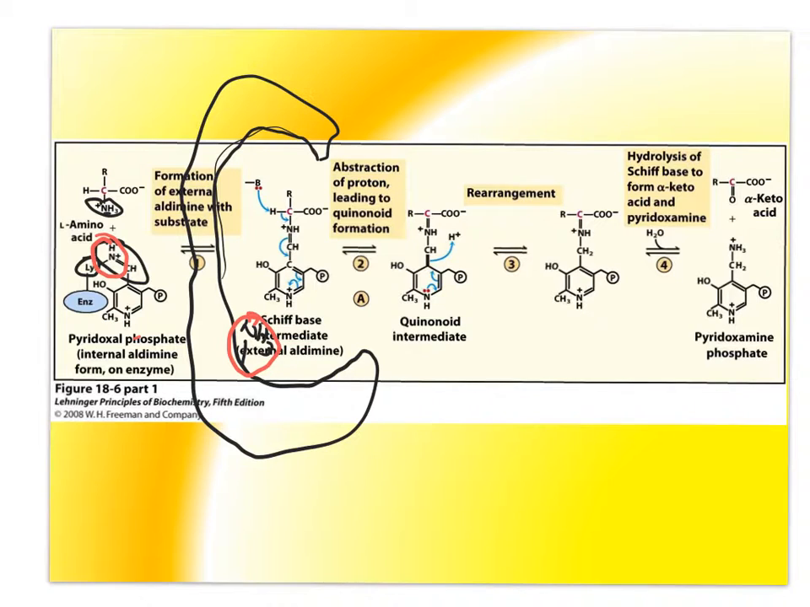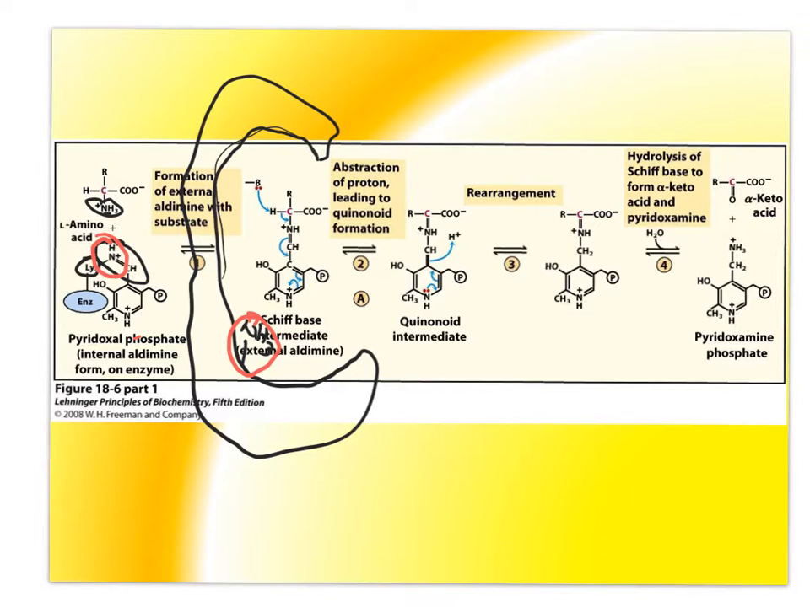And then there's a base, just a general base on the enzyme. So this could be something like a carboxylic acid, almost any of those, like an aspartate or glutamate. It could be anything that can take a hydrogen, a histidine, something like that, and it takes the hydrogen off of the C alpha of that amino acid. Boom. Of course, the electrons have to go somewhere, and so they're going to go down here.